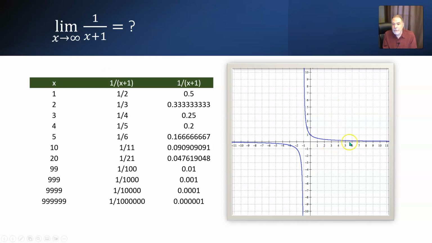And as the graph goes off to the right and the points on the graph get bigger and bigger x coordinates, their y coordinates get closer and closer to 0. So the limit there is 0.